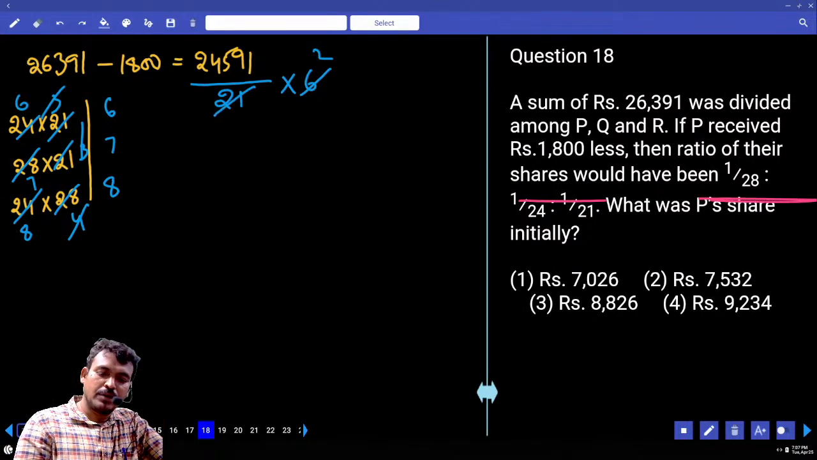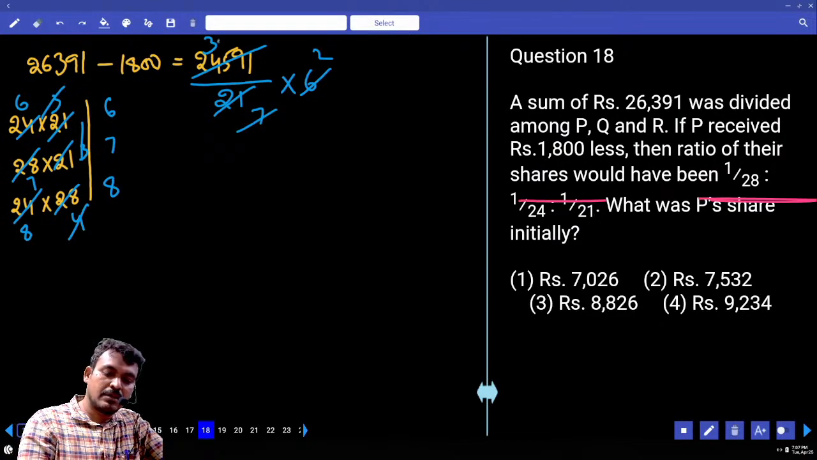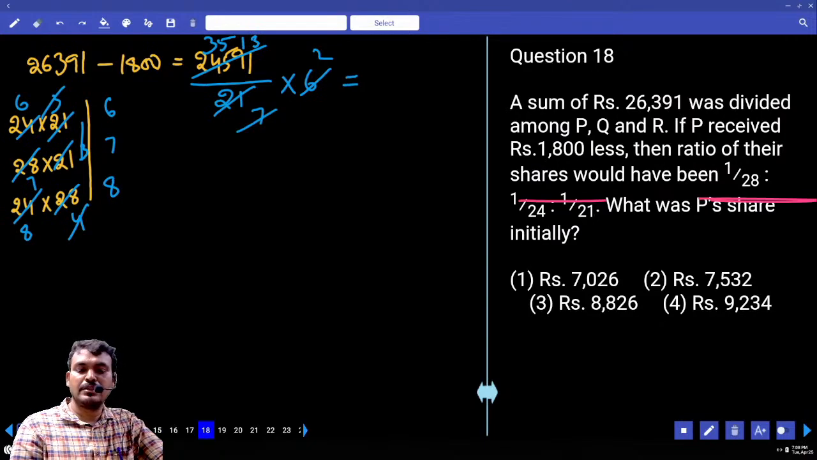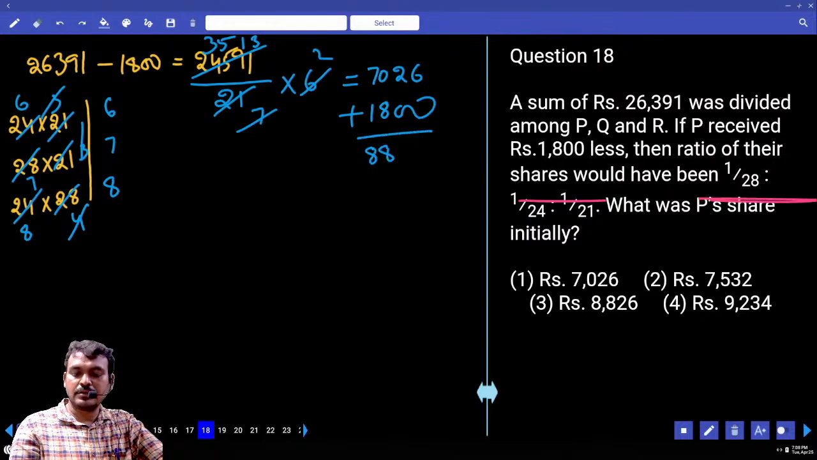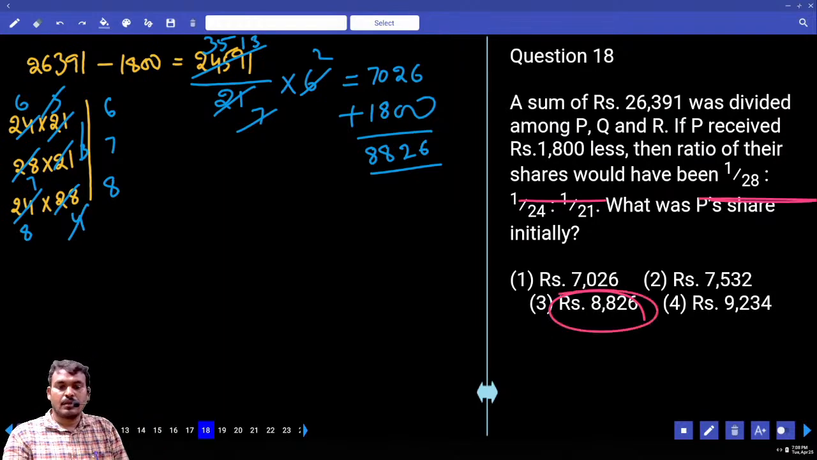3 2s are 6, 3 how many times? 7. 7 3s are 21. Remaining 35. 35 means 5. 35 by 13, into 2, 7026. Again how much value are we adding? 1800. What is the total value? 8826. Which option? Third option. 7026 is including initial value or without initial value? Without initial value. 8826 including initial value.